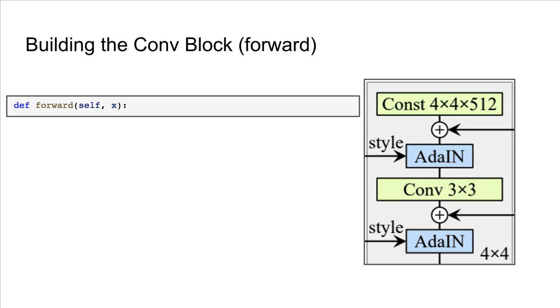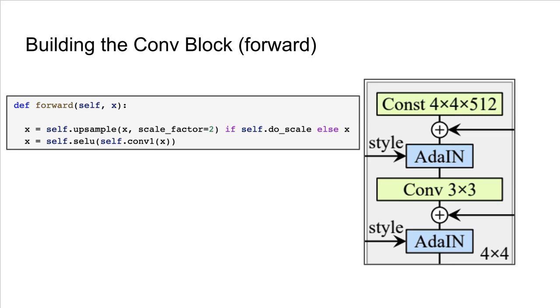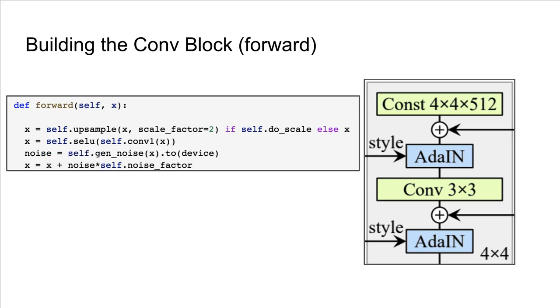Now let's talk about the forward function. First, we upsample the data if we need to. We apply a convolutional layer and activation. Here I chose SiLU, which works well here for me. We generate noise and add it to the information. Here, the noise factor comes in and makes sure most of the information is still viable and is not obscured by too much noise.